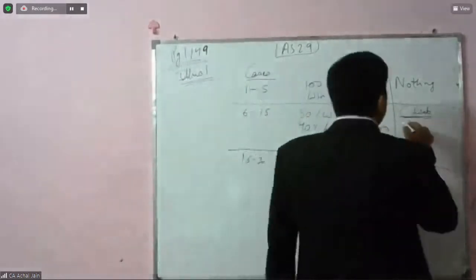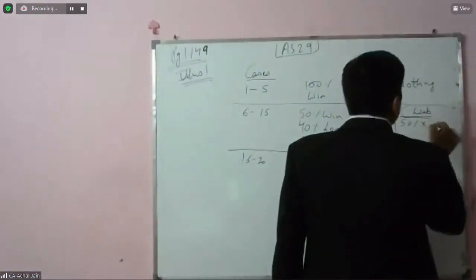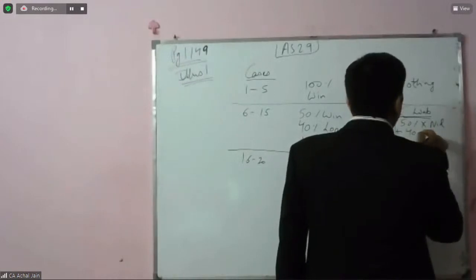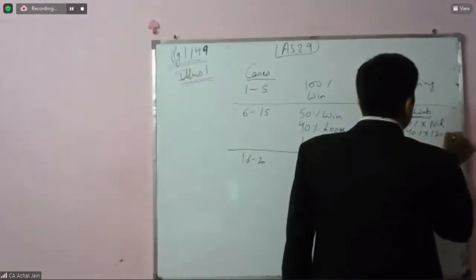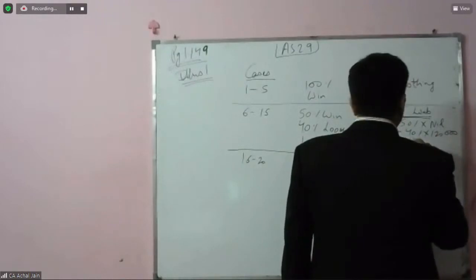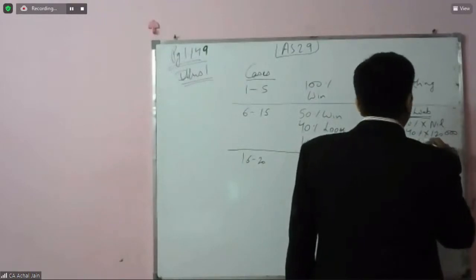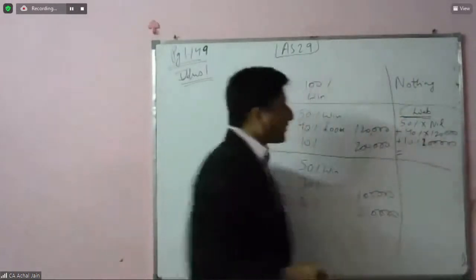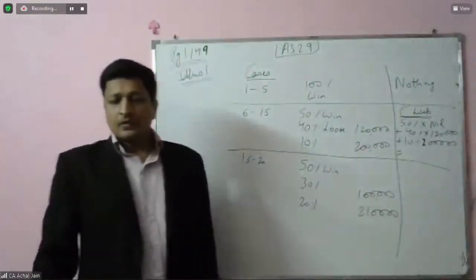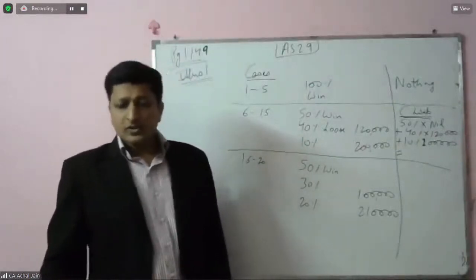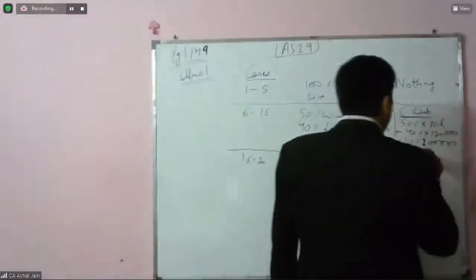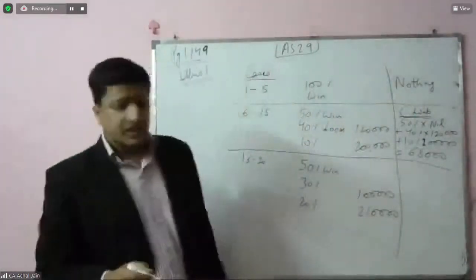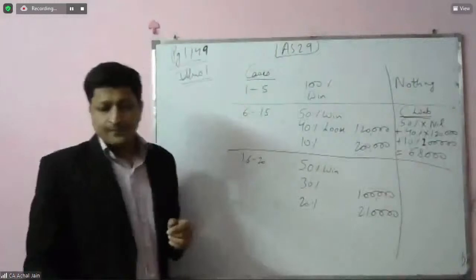So what do we do? 50% into nil plus 40% into 1,20,000 plus 10% into 2 lakh. So what do we get? 68,000. So there will be a contingent liability of 68,000 in respect of these cases.